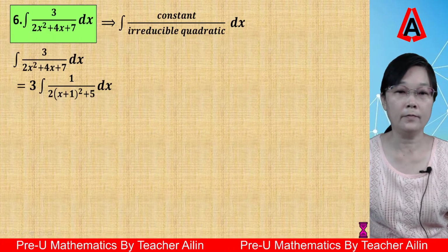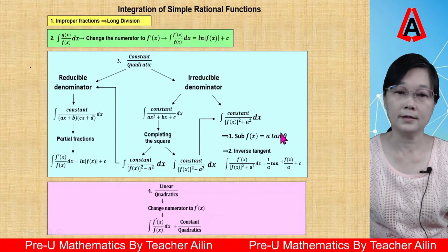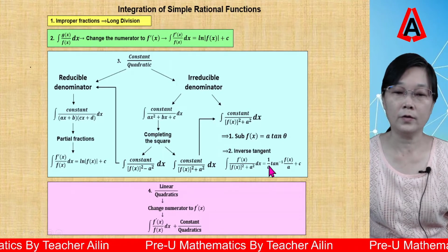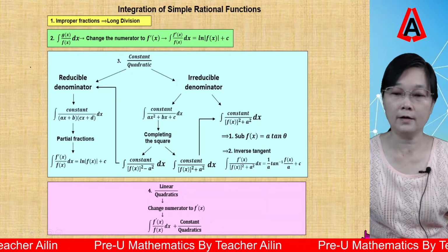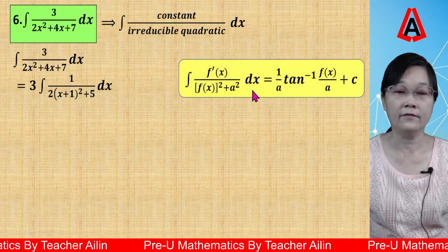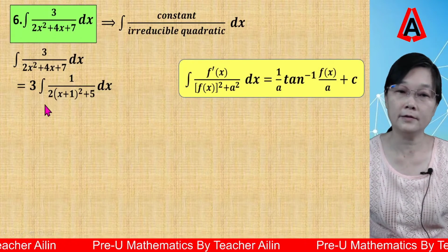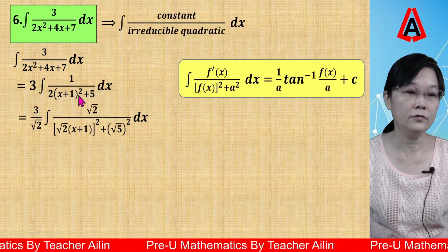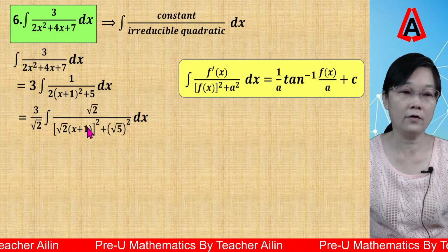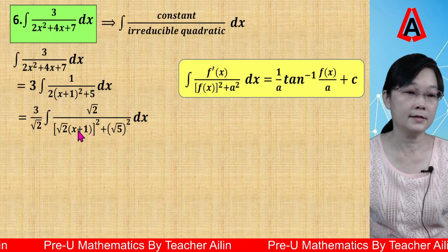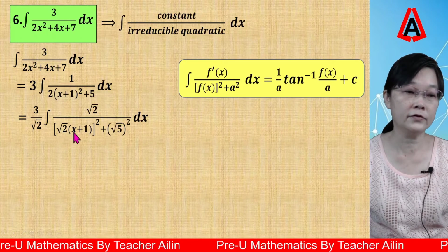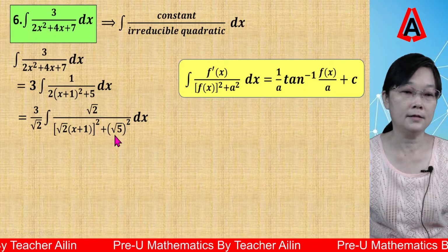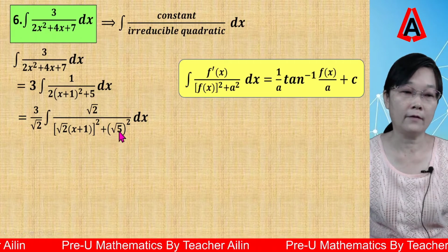According to the mind map, there are two methods that can be used. One is by using substitution, the other is by using the formula. Now I'm going to use the formula to do the integration. To do this, I rearrange the denominator into this form, where f(x) is equal to square root of 2 times x plus 1 and a is equal to square root of 5.